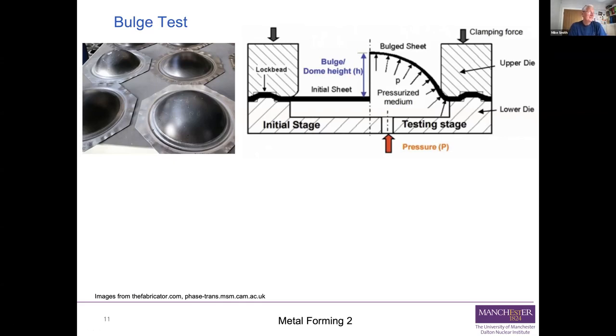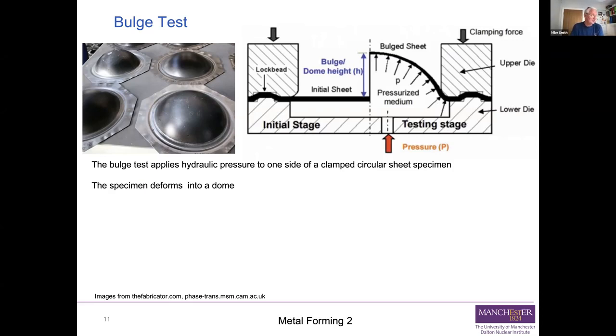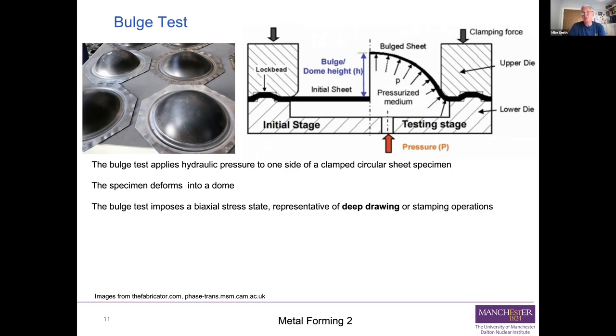You're bulging that sheet. So it applies hydraulic pressure, i.e. pumping fluid in, to one side of a clamped circular sheet specimen. And it deforms into a dome. And what it's actually doing is generating a biaxial stress state. If you pump a balloon up, or if you pressurize a sphere, you'll generate a two-dimensional stress state in the surface, in the material that forms the balloon or forms the pressure boundary of the spherical pressure vessel, where the stresses in the two directions are equal, an equibiaxial stress state.